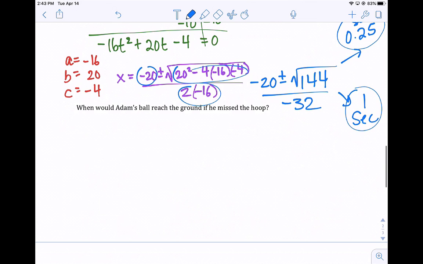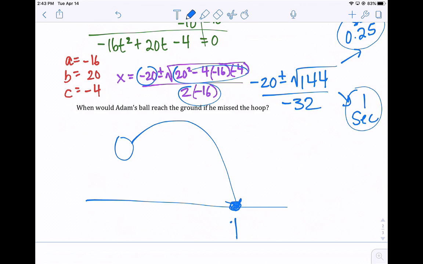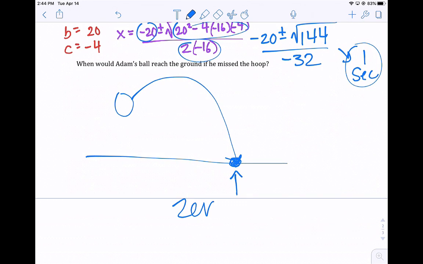When would Adam's ball reach the ground if he missed the hoop? Okay, so again, you have that basketball is going to go up and then down. So you're trying to find this right here, and this is the 0 of the graph. So here's the other 0, right? One will be negative because we start at a height of 6 feet.